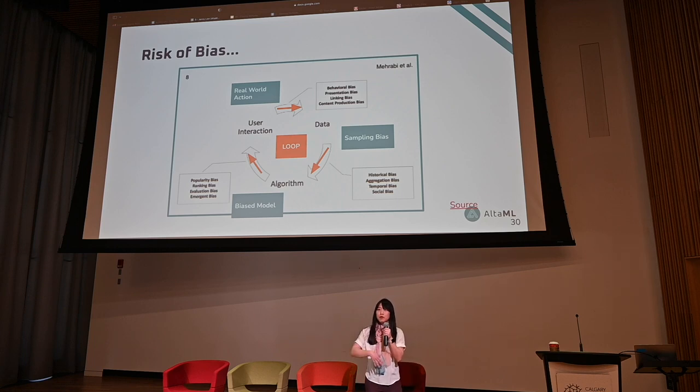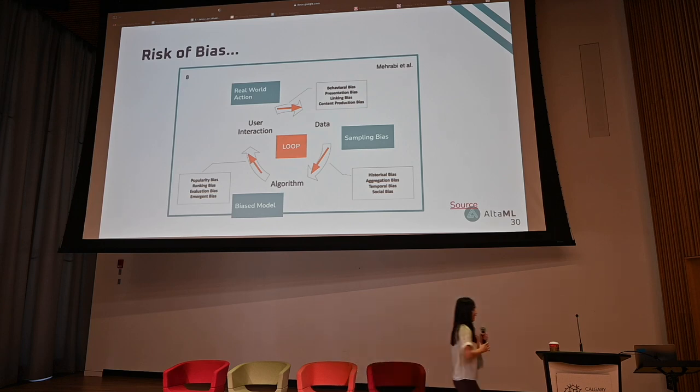Those are going to become real world data. So when you train your machine learning models, you put those data in there: oh, black people have longer jail time, so we should put black people in jail for longer. That becomes a really, really bad feedback loop. That's why we need to stop this.